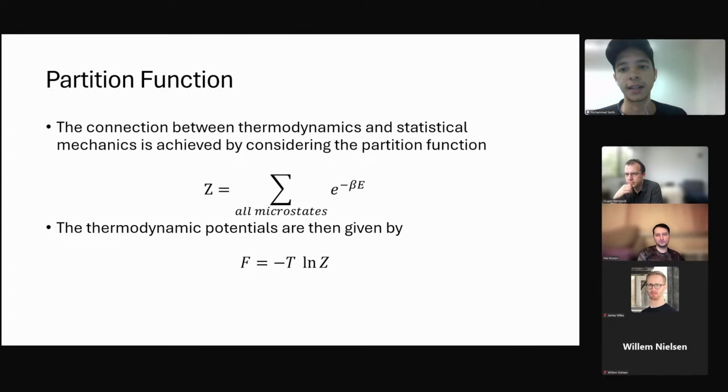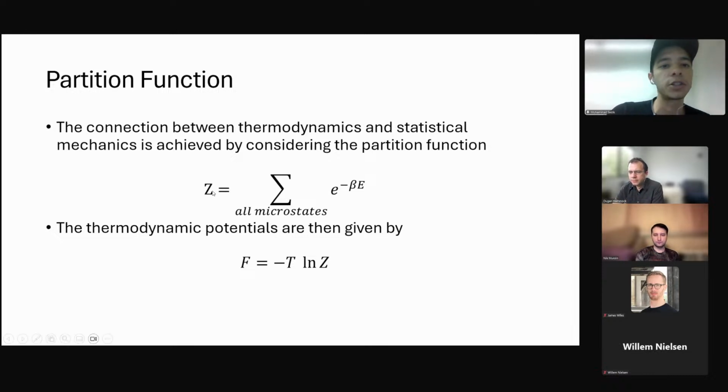And people have developed the connection between these two because these two pictures should give you the same final results. They describe the same physical system. And the connection is given by something called the partition function. The partition function is basically you sum over all the possible microstates, or all the possible configurations in the system, of something called the Boltzmann factor, where beta is 1 over T, the inverse temperature, and the energy is the energy of this microstate. So it goes like this.